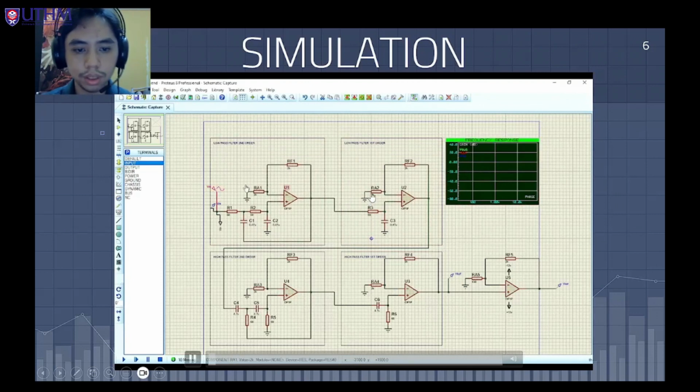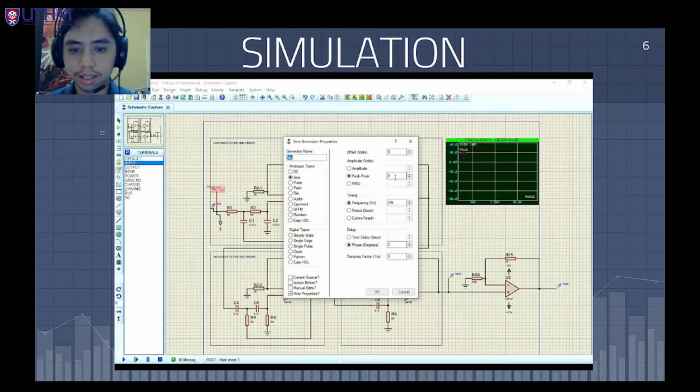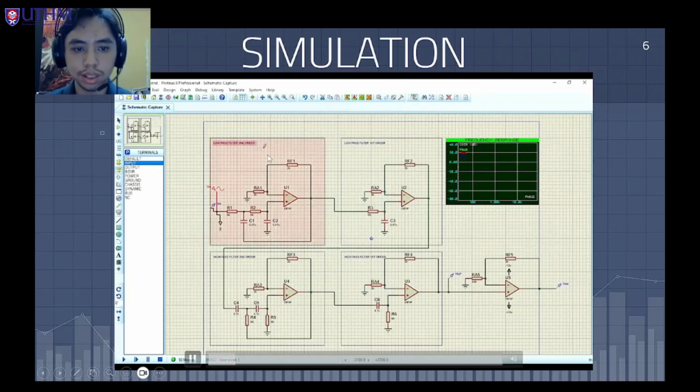First we set the voltage input to 4 volt peak to peak and 20,000 Hz frequency, so we can calculate all. This is our op-amp circuit, which consists of 5 op-amp circuits to make this bandpass filter, including this amplifier to increase the gain up to 90. We have three things to measure: the voltage input, the voltage bandpass filter, and the voltage output.